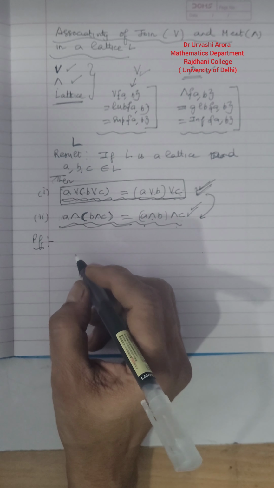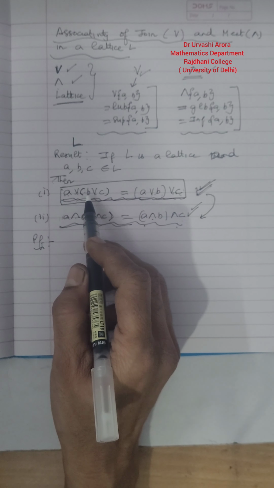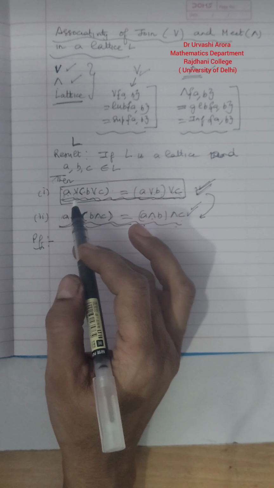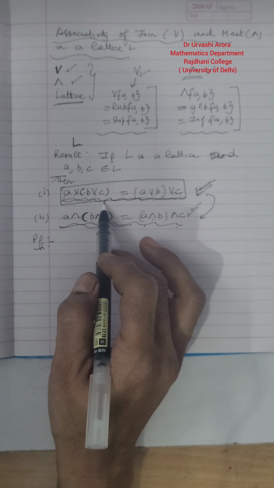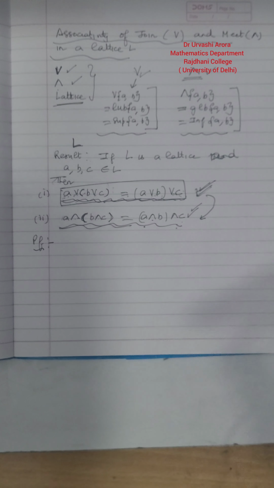So what I am going to show is that A join B join C is the same as A join B join C. You can speak like that because there is a bracket over here. So that is what we are going to prove first.